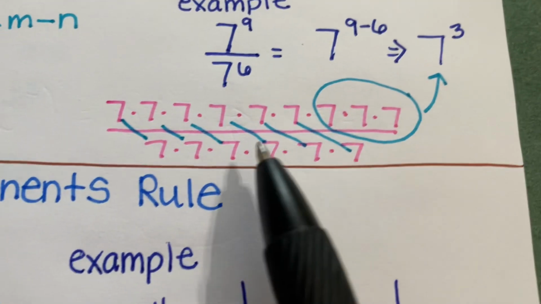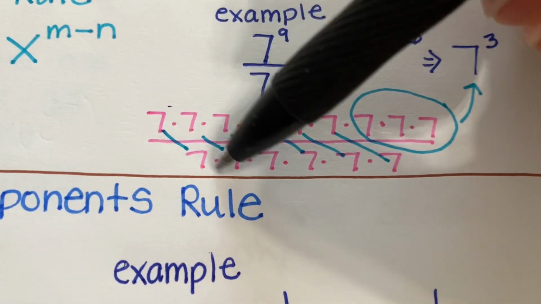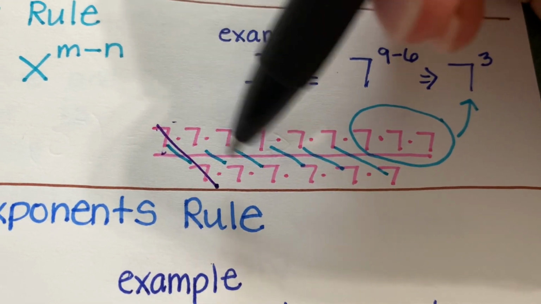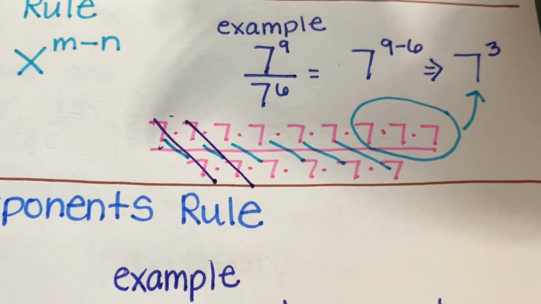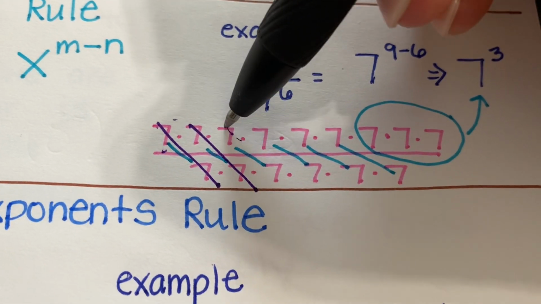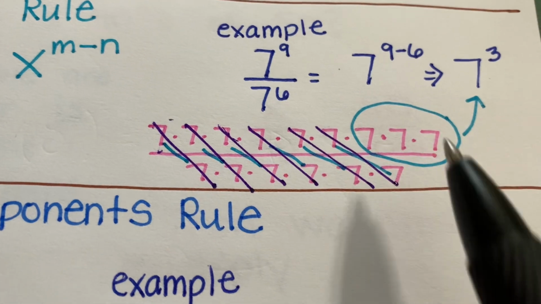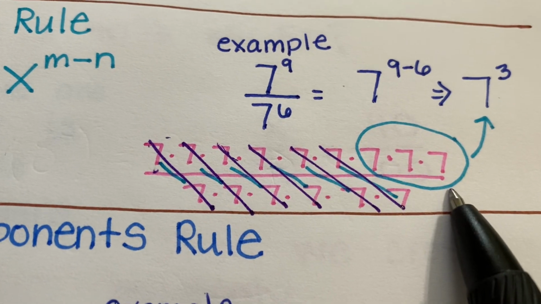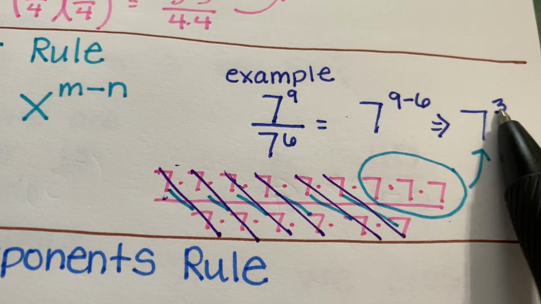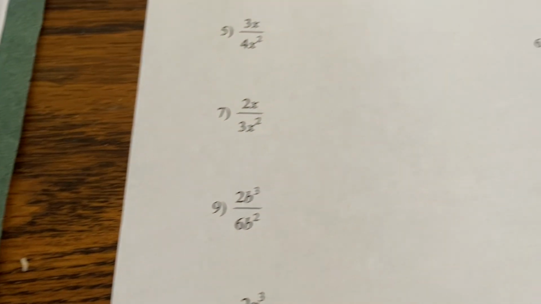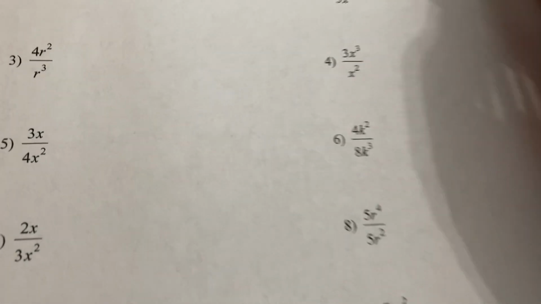So when I come back to this problem, these two sevens make a 1. These two sevens make a 1. These two sevens, you get the point? So all these sevens make 1s. And what am I left with? 3. So it's 7 to the 3rd power. That's how this works. So let's take a look at your homework, because your homework is a little trickier than that example.